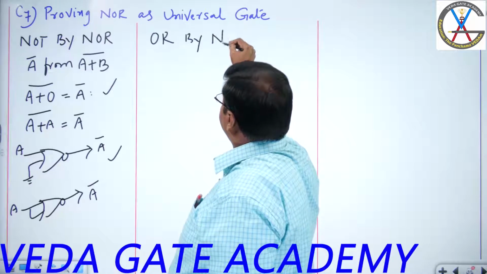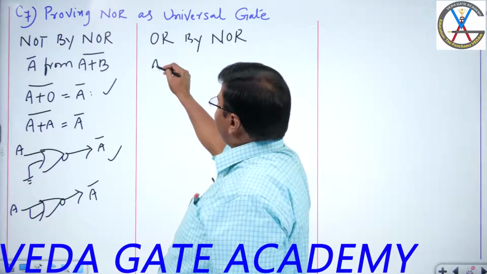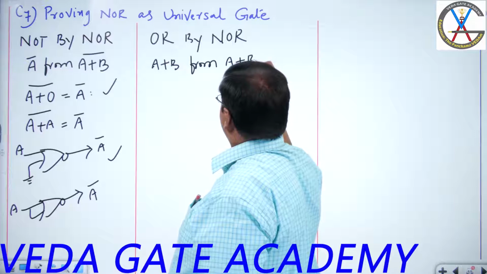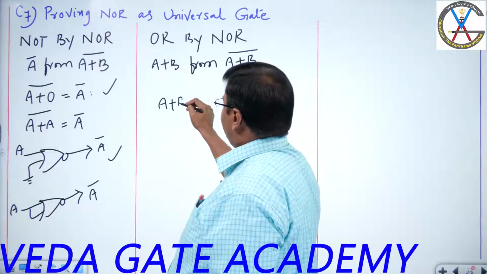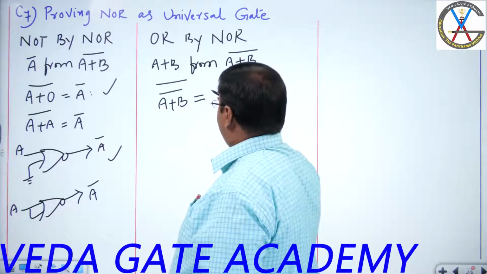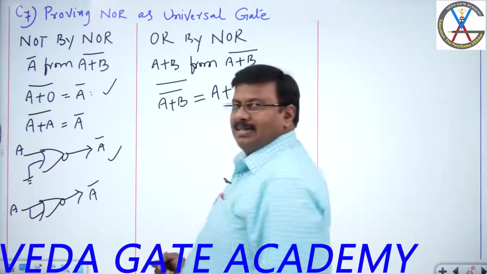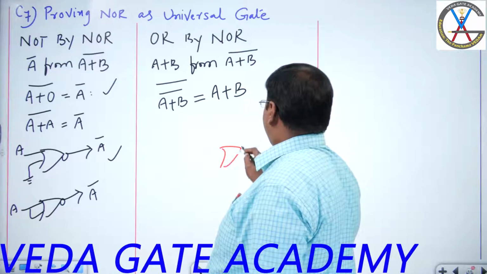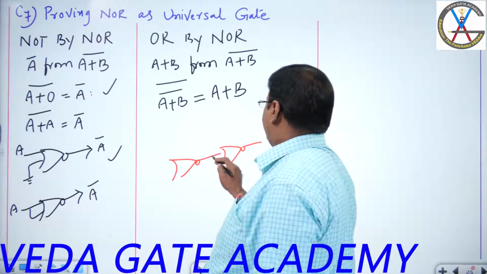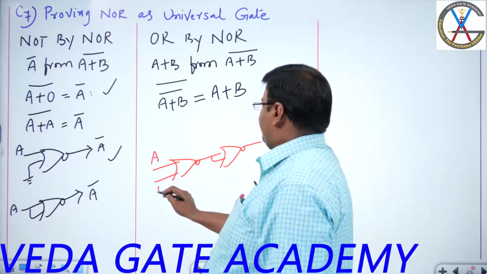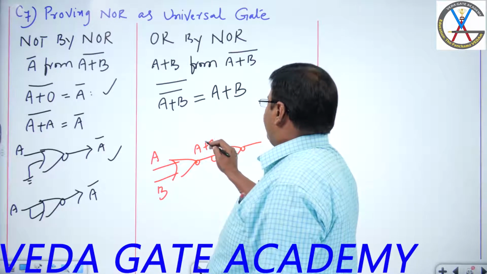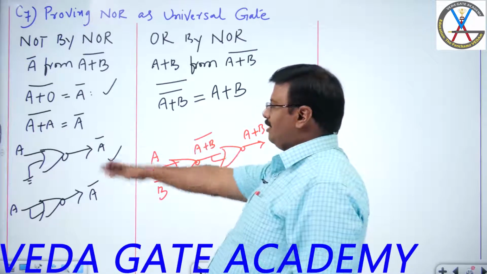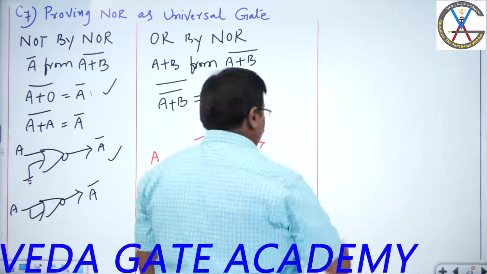OR by NOR. OR is what? A plus B. From NOR is what? A plus B whole bar. Can I say A plus B whole bar, A plus B double bar equal to A plus B. So, draw the circuit. Is it this? A plus B bar and A plus B. How many gates are used? 2. How many for inverter? 1. And let me see how many gates are used for AND operation.